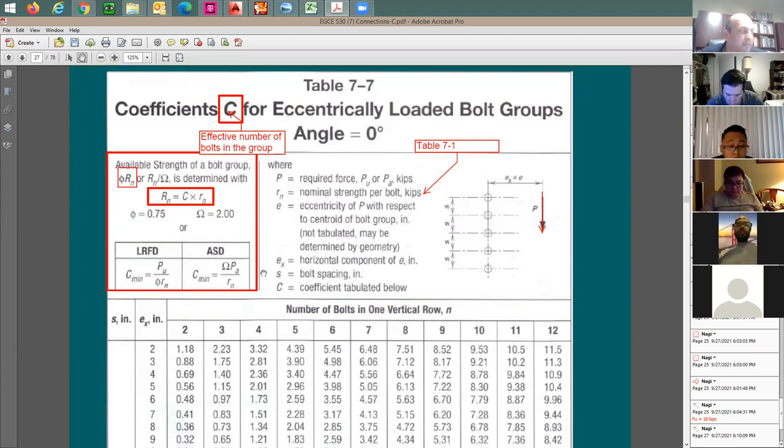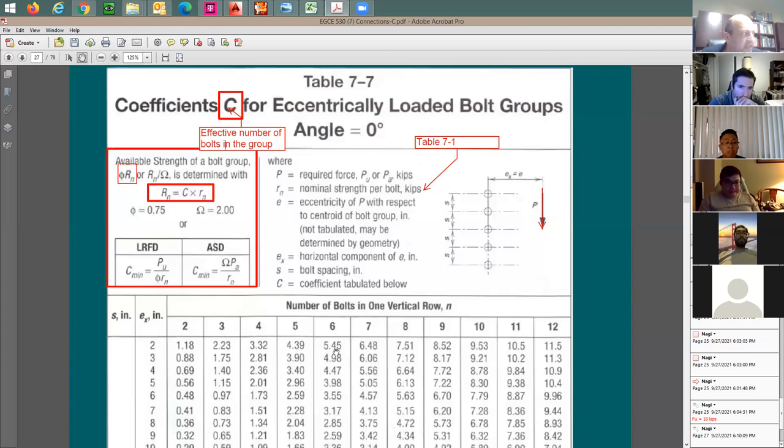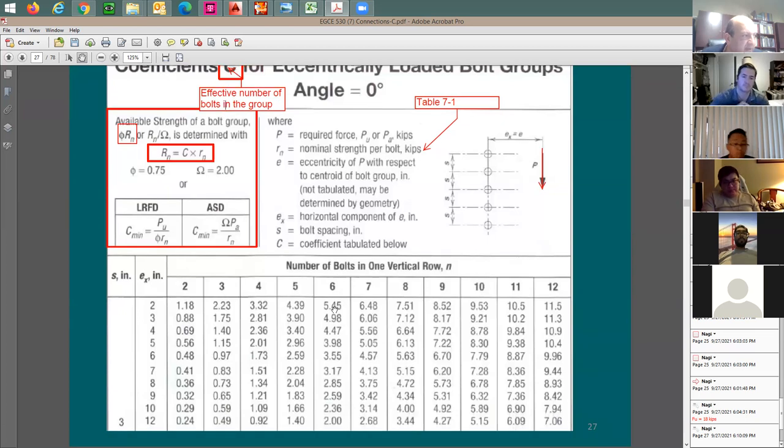So if the group, for example, has 6 bolts, look at the numbers below 6. It means instead of having 6 bolts, you're going to have 5.45. They're not really 6 bolts. They're going to act as if they are 5.45. So this gives you the C factor. So what you're reading here is going to be the C factor.